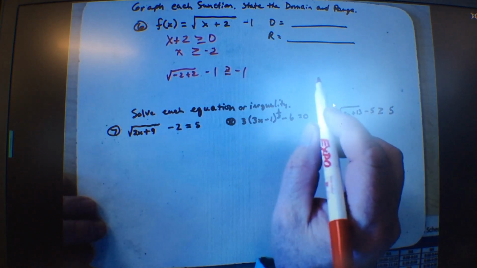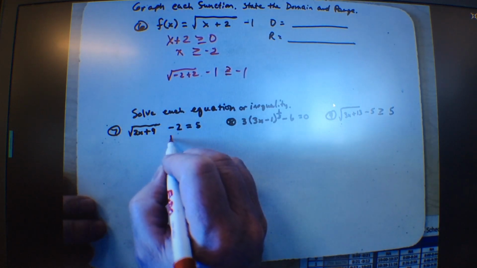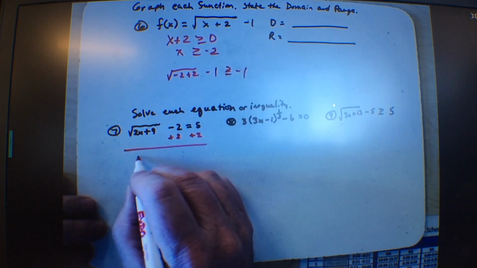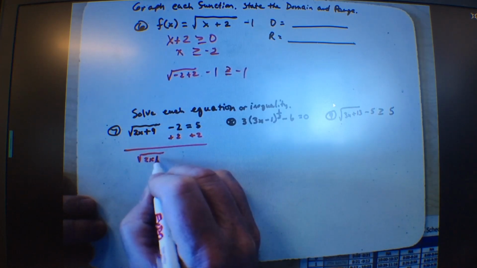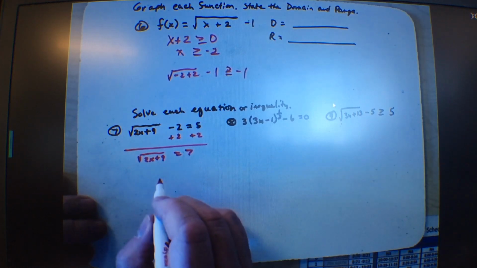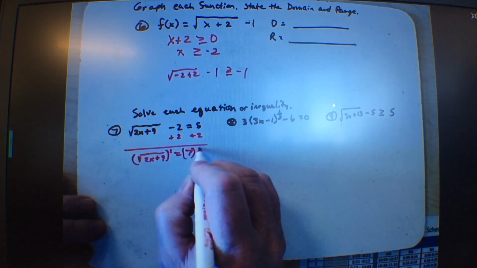Okay, anyway. So we would add 2 to both sides, right? Or subtract a negative 2, which is the same thing, correct? So we get 2x plus 9 is equal to 7, correct? And now what? Square both sides. We call that power up, right?